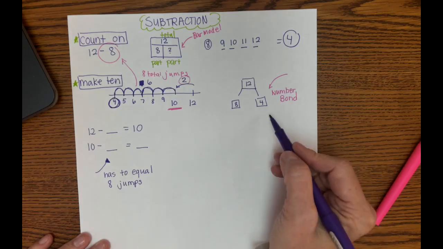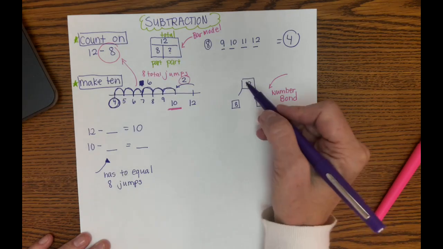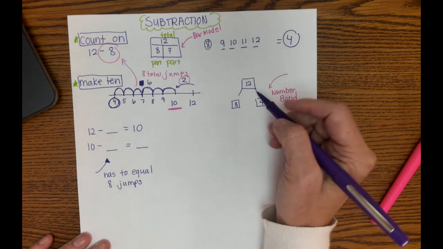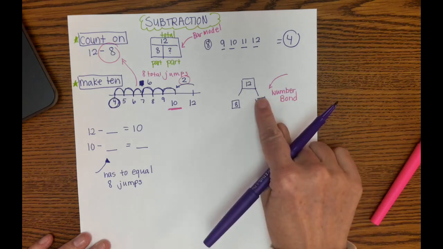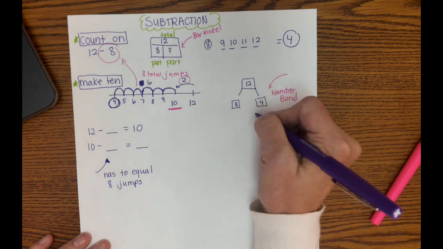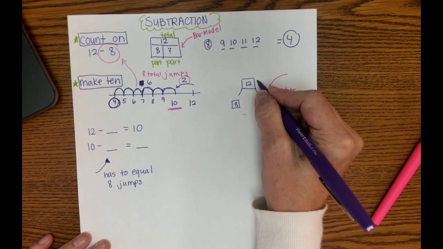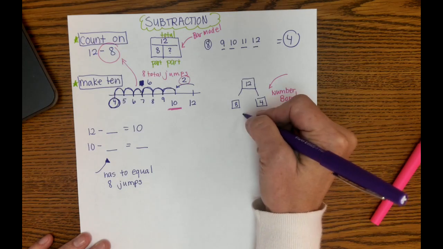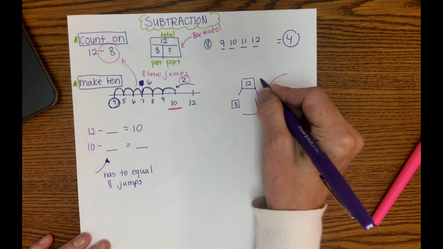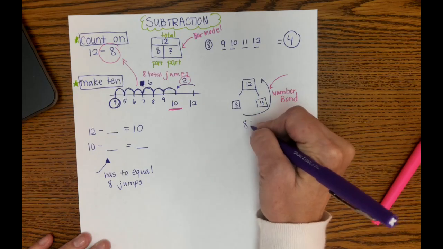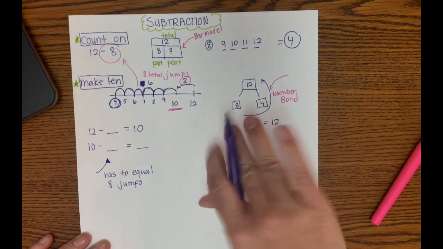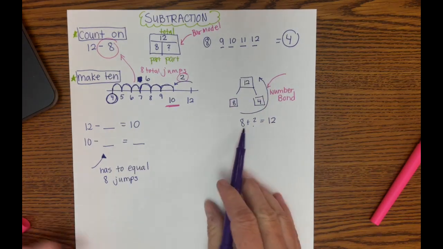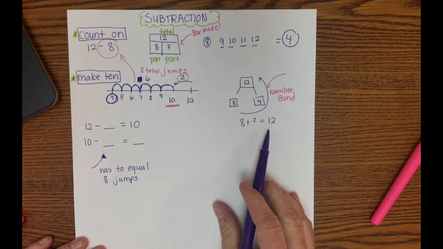This is a number bond. They can set it up this way. If they want to change it to an addition, they could do, that's a question mark. So I would say 8 plus question mark equals 12. So if they go up, they're going to add. So 8 plus question mark equals 12. And they can flip it to an addition problem if it's easier for them to solve it that way.